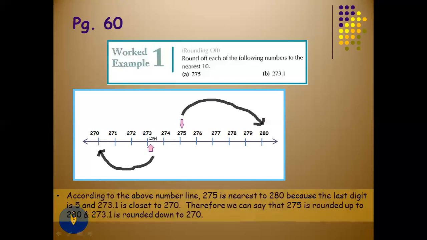According to the above number line, 275 is nearest to 280 because the last digit is 5, and 273.1 is closest to 270. Therefore, we can say that 275 is rounded up to 280 and 273.1 is rounded down to 270. I hope you have understood what I have tried to show you and explain to you. Now we are going to do this example according to the method given in New Syllabus Mathematics Book 1. So let's start.